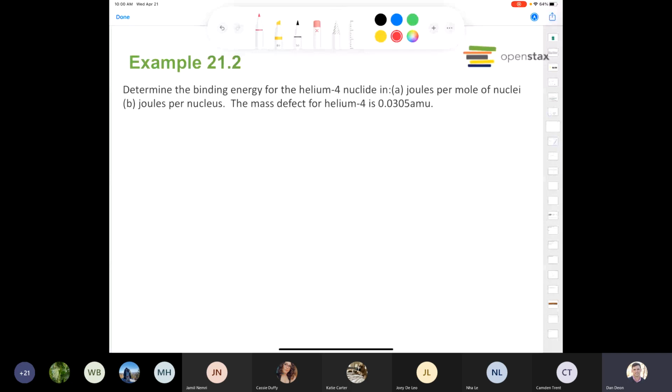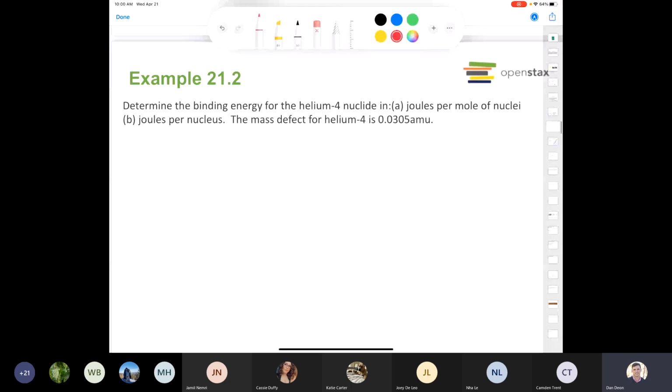0.0305 AMU. Well, we know from General Chemistry 1 that we have an equivalence between atomic mass units and the number of grams per mole. If you have one atomic mass unit, that means the same thing as 1 gram per mole.